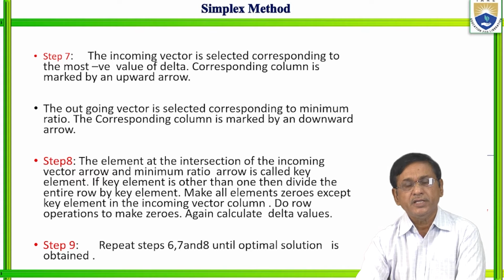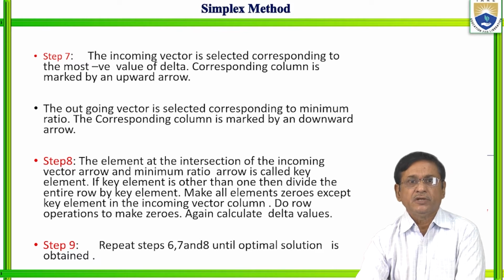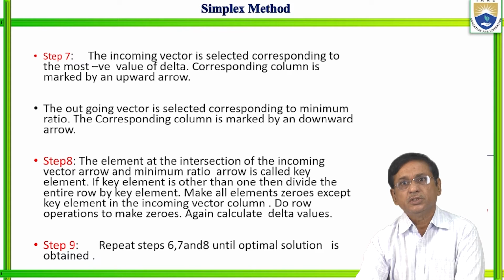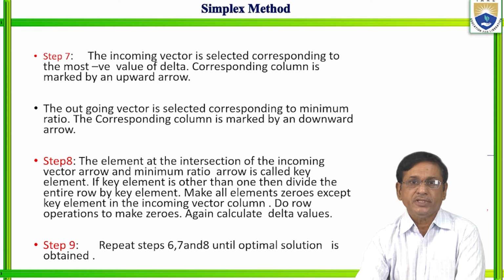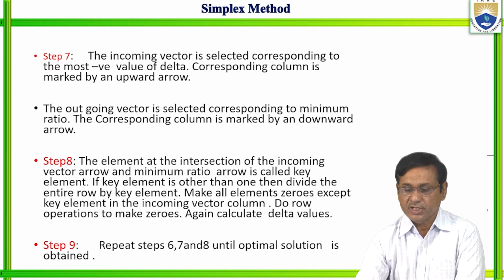If the key element is other than 1, then divide that entire row by the key element in order to make the key element equal to 1. Next, we have to make all the values in the key column 0 except the key element. For that, we have to do various row operations. So, again, calculate the delta values, then repeat the steps 6, 7 and 8 until the optimum solution is obtained.